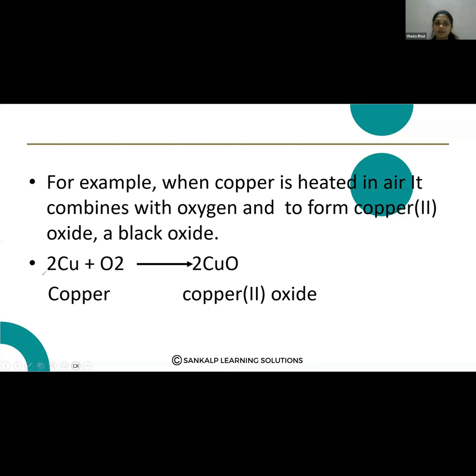Here we have taken the example of copper that is heated with the oxygen present in the air, and which forms the copper oxide. Okay, copper oxide is formed. That is the black color oxide. Commonly they form the metal oxides. So that is the correct answer.